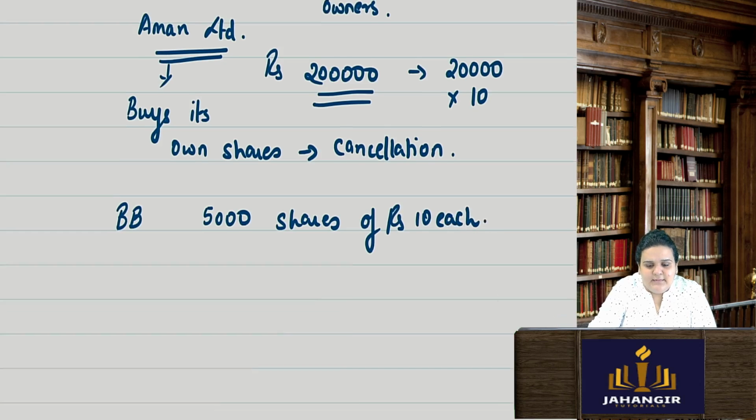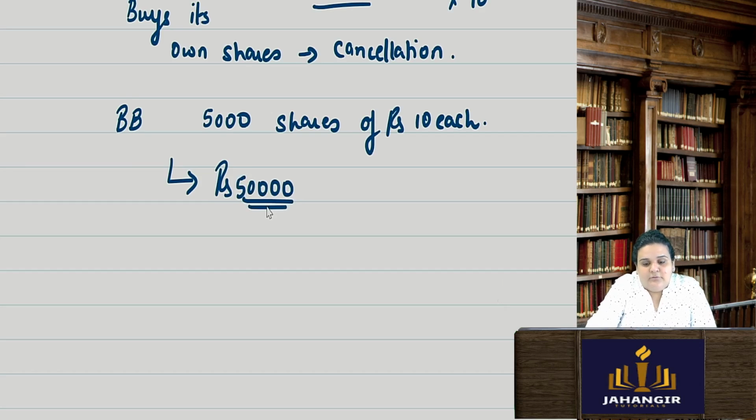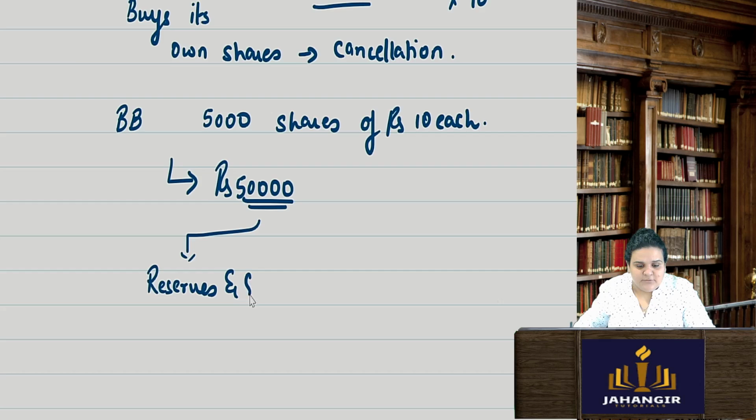Now, one very simple understanding is that if a company is doing a buyback, they will require this rupees 50,000 to give it to the shareholders. Correct? Now, this rupees 50,000, they have a choice. They can either give it from the reserves. Reserves also is whose money? Reserves and surplus, which is there. It is the money belonging to the shareholders.